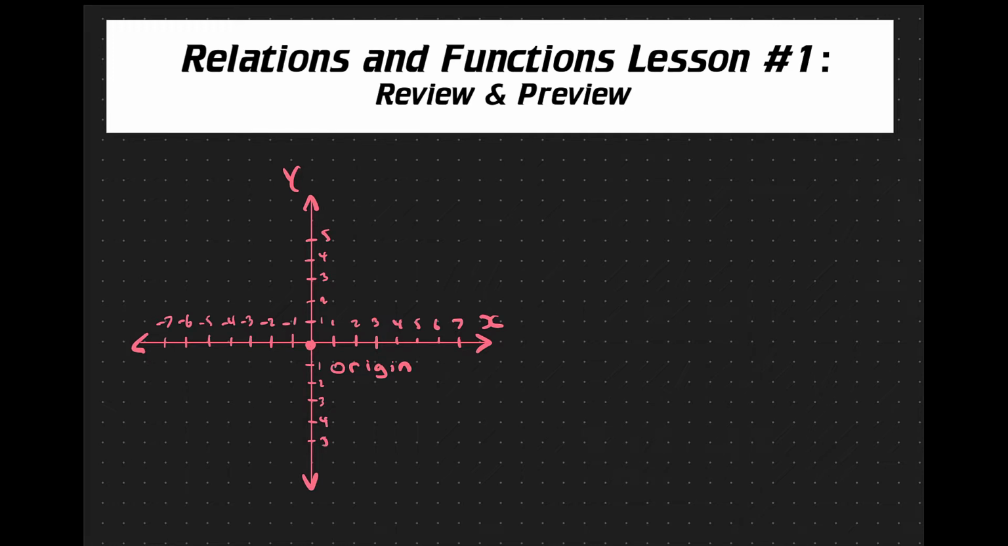Looking at the origin, the coordinates are always set up with x first, then a comma, and then the y value as it sits in the Cartesian coordinate plane. So for the origin, it happens to be (0, 0).